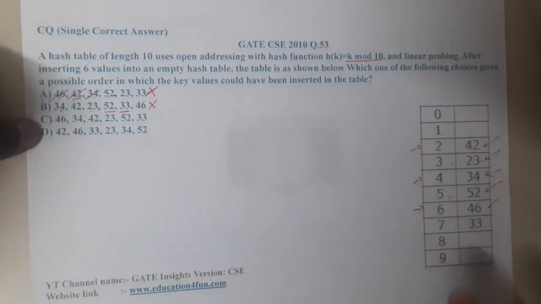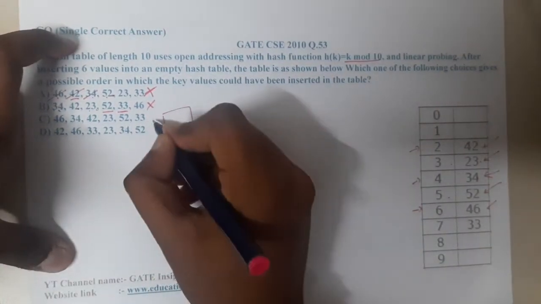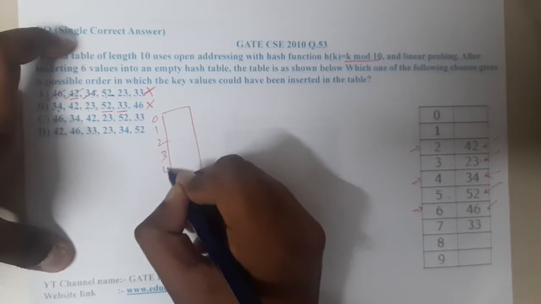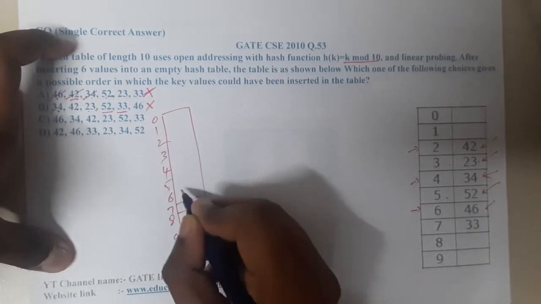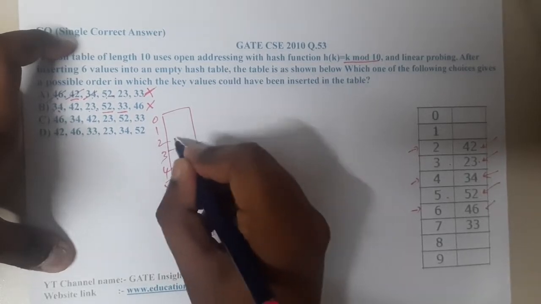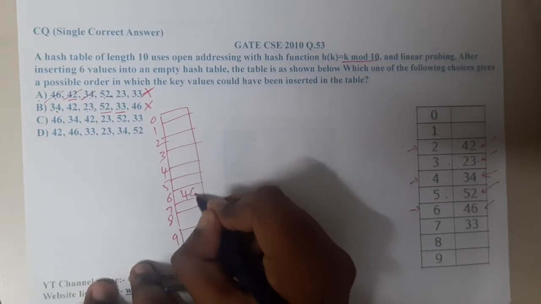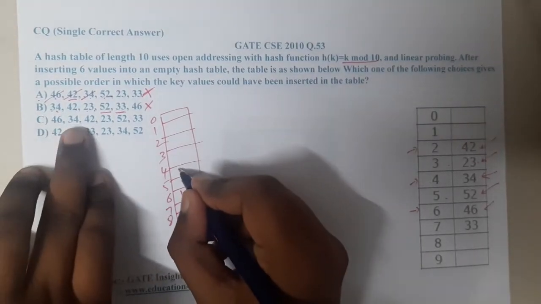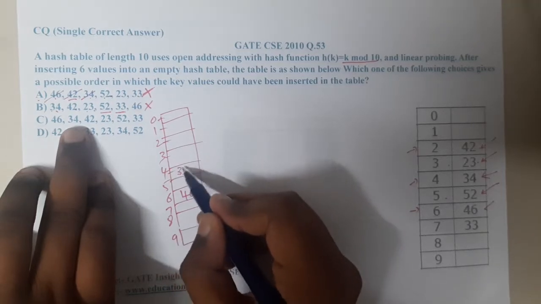I think now I cannot mark anything, so let me draw again. What's the issue? Let us draw it. So 0, 1, 2, 3, 4, 5, 6, 7, 8 and 9. Let me just draw the table. So 46, where exactly will 46 go? It will go here. 34 will go to that slot, right? So 34 will go here.